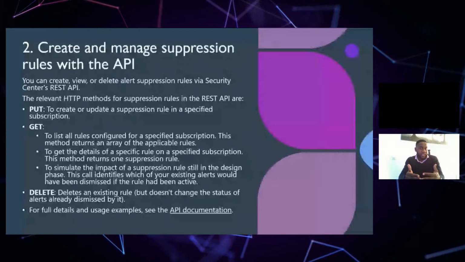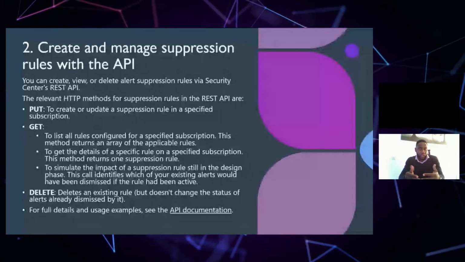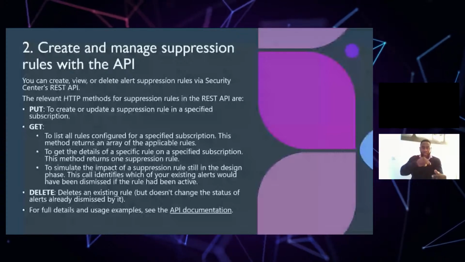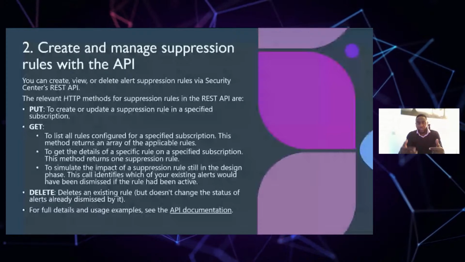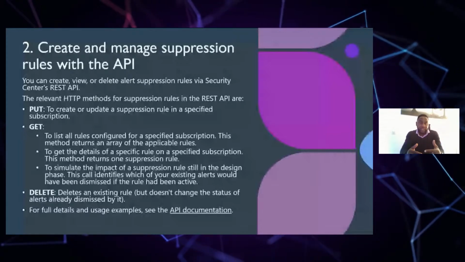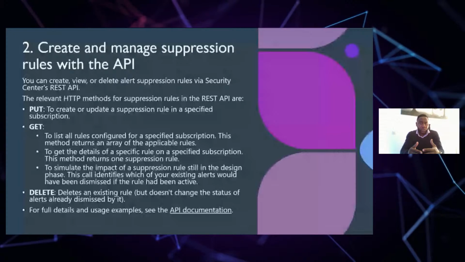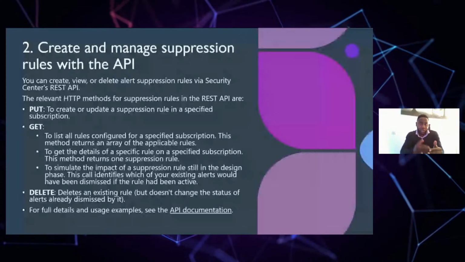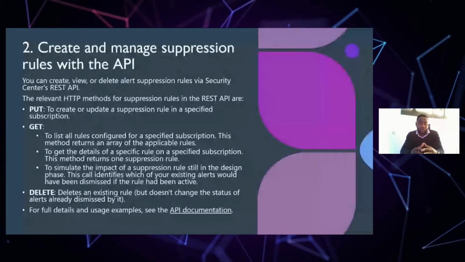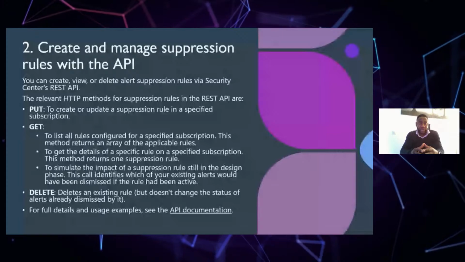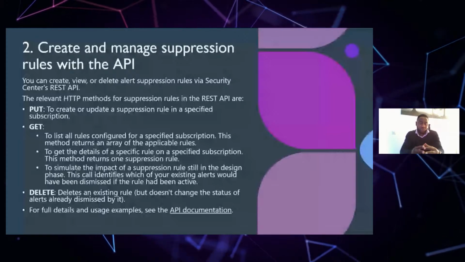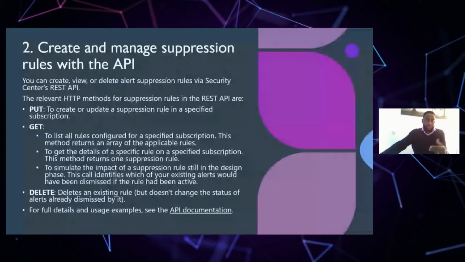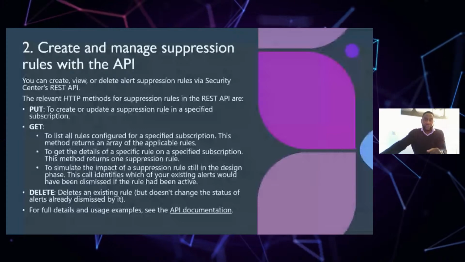Also, you can use the delete functionality to delete an existing rule. You call the API and it deletes an existing rule for you, but it doesn't change the status of the alerts already dismissed by it. There is also API documentation if you would like to read further about how to enable these and how to use the API to create suppression rules, using the put, get, or delete functions.